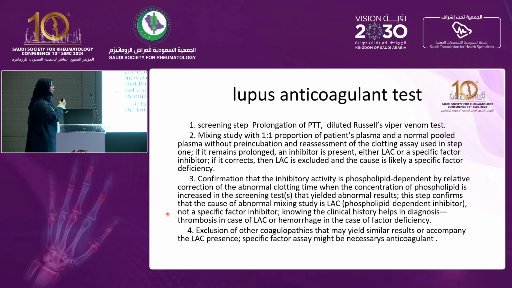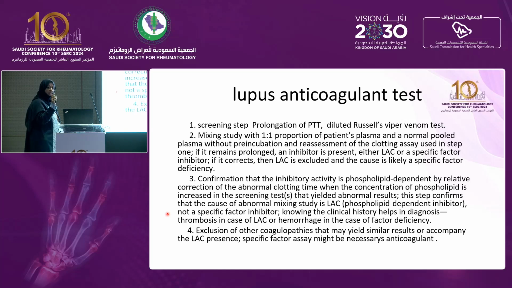The other one is the diluted Russell viper venom. You know what the Russell viper is? It is a type of snake. They found the venom of this snake accelerates thrombotic events in vitro. So if you have this finding, you will do the mixing study, which is the next step.